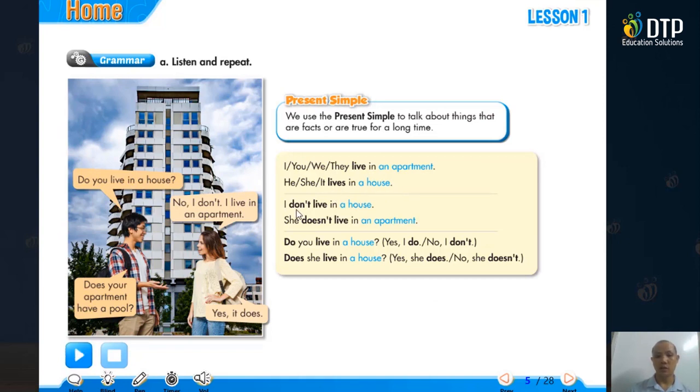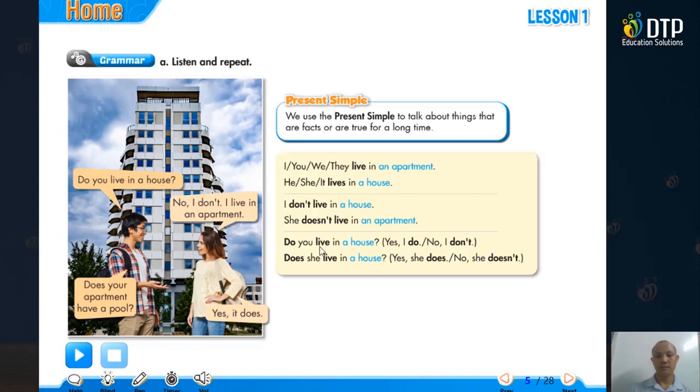Next one, với câu phủ định. Thầy cung cấp chủ từ, các con đọc câu nha. I don't live in a house. You don't live in a house. We don't live in a house. They don't live in a house. She doesn't live in a house. He doesn't live in a house. It doesn't live in a house.